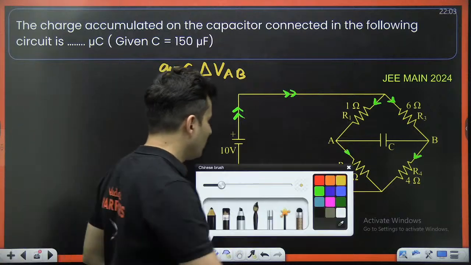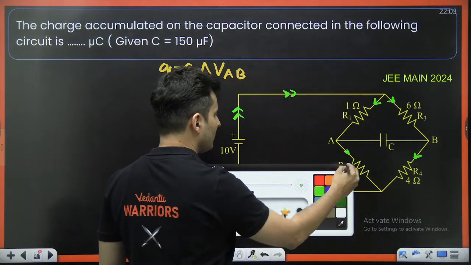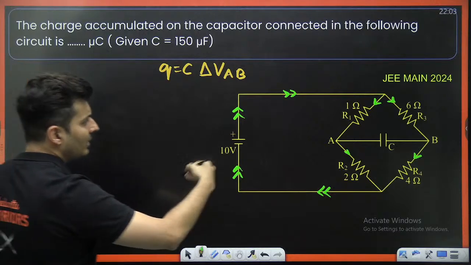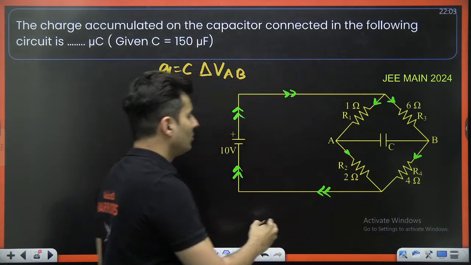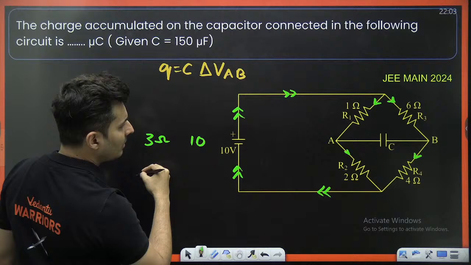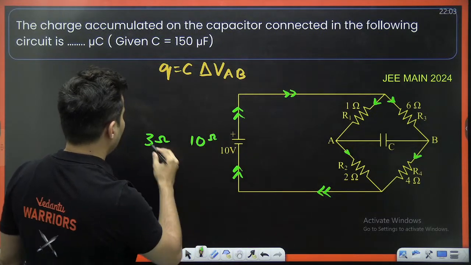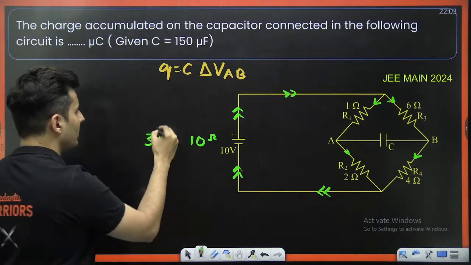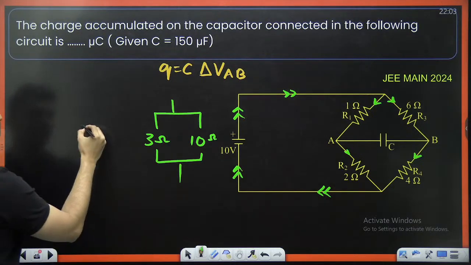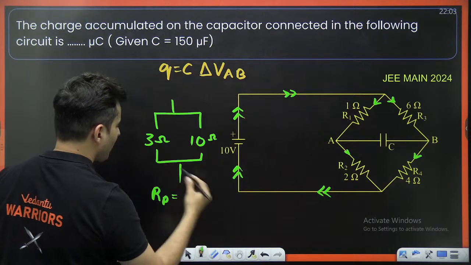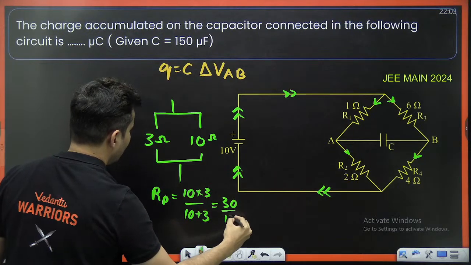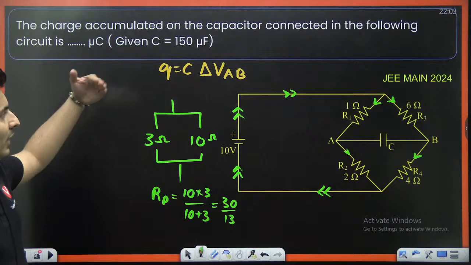So how does it look, my dear students? You start with finding the equivalent resistance. This is 2, this is 1, so this is 3 ohms, and the other side is 6 and 4, which is basically 10 ohms, right? These two are in parallel, correct? So now you find the equivalent resistance. R equivalent of the parallel will be nothing but 10 into 3 upon 10 plus 3, which is 30 by 13. Then you find the current.